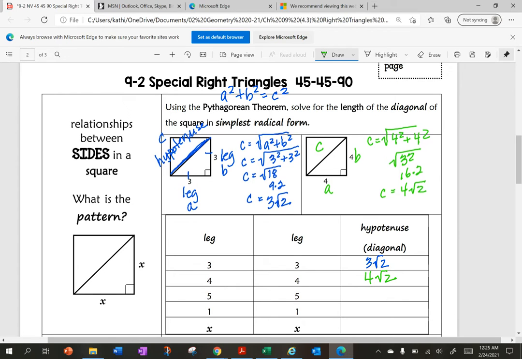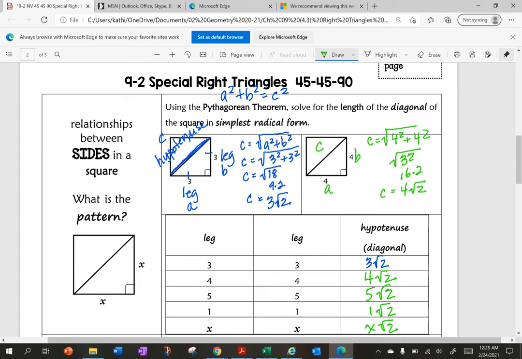So let's guess, without doing it, one more time. If my sides are 5, this would be 5 times the square root of 2. If my sides were 1, it'd be 1 times the square root of 2. If my sides were any value x, it would be x times the square root of 2.